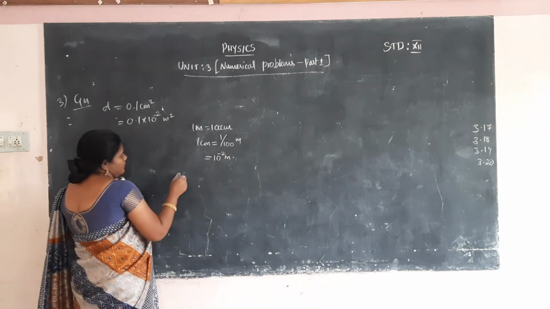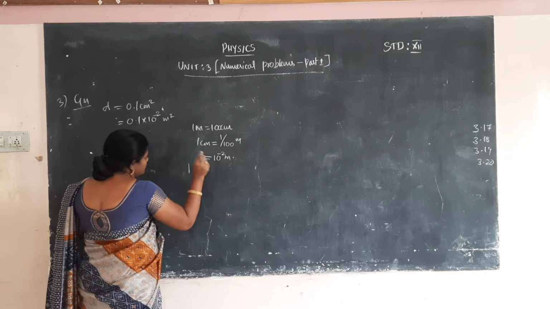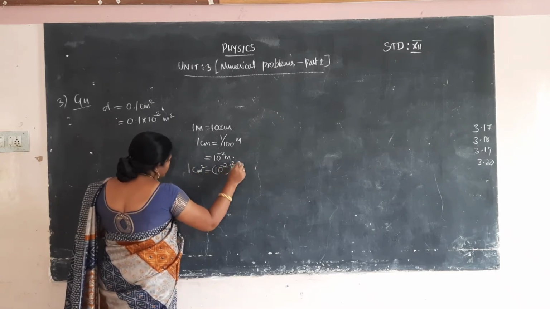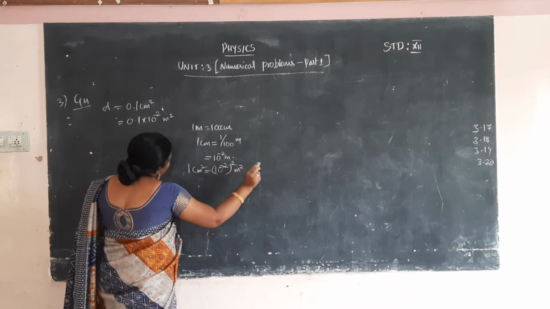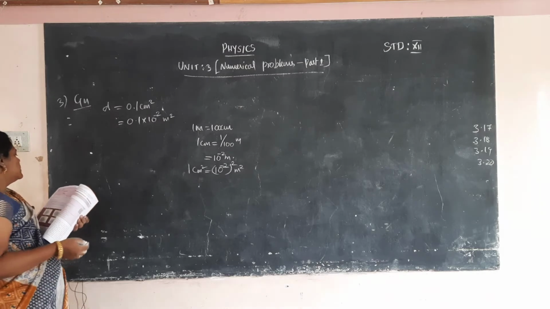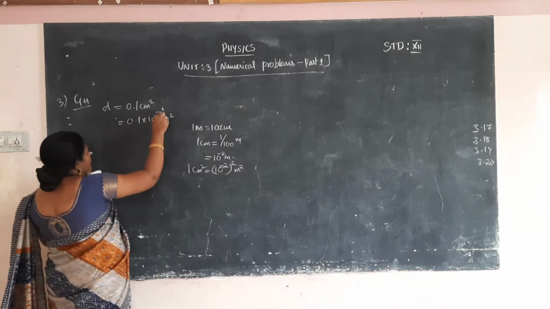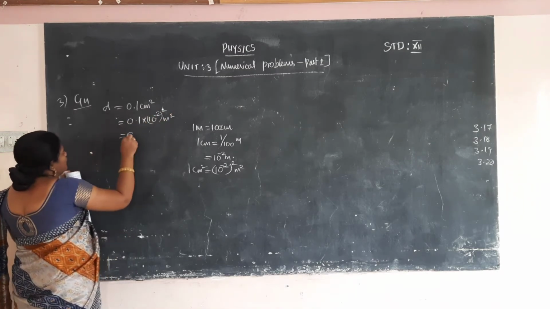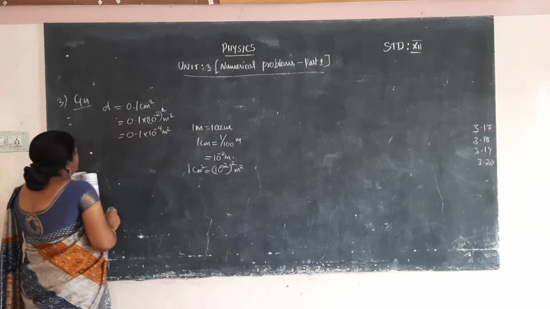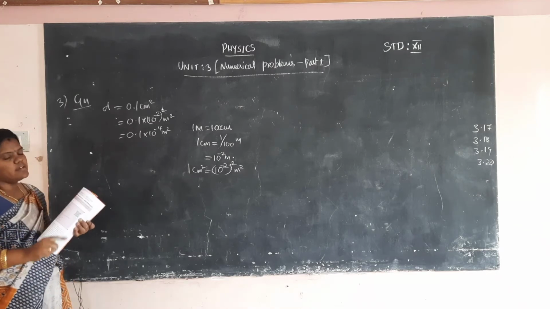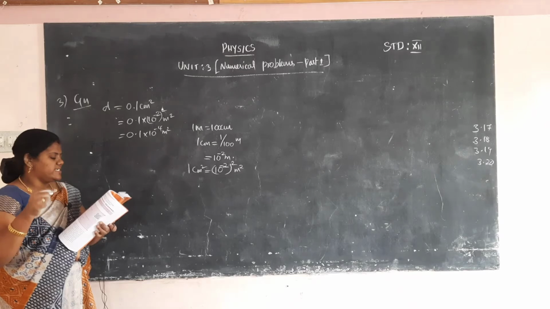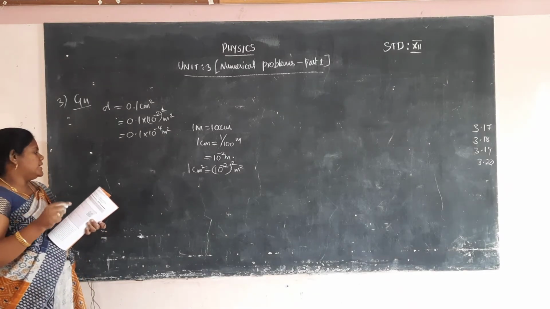The problem has 1 centimeter square, so 10 power minus 2 the whole square meter square. So 0.1 into 10 power minus 4 meter square. So the area 0.1 centimeter square is converted into meter square: 0.1 into 10 power minus 4 meter square.